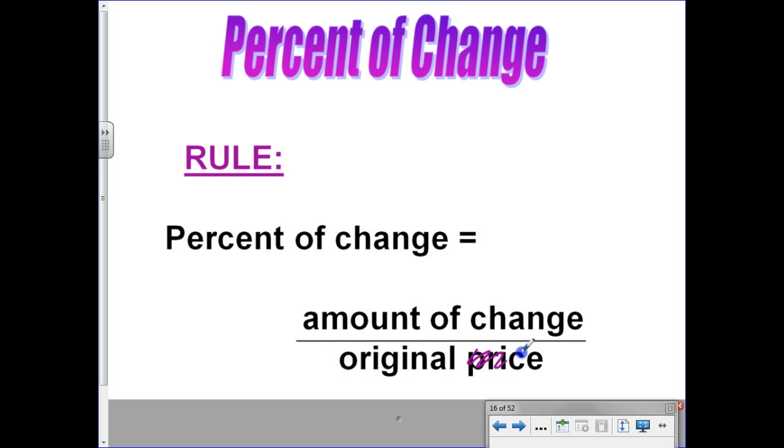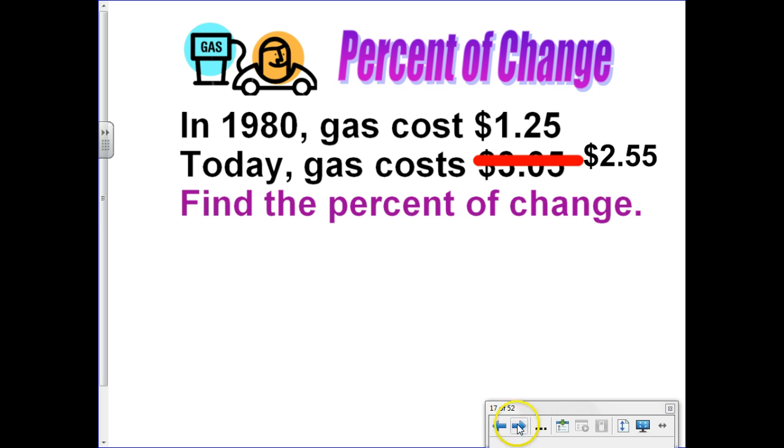And I guess I shouldn't even really say price here. It's just your original number, whatever that may be and whatever we're comparing. When you divide those two, you will get a fraction or a decimal number, and you simply need to then convert it into a percent. So let's take a look at a few of these, okay?